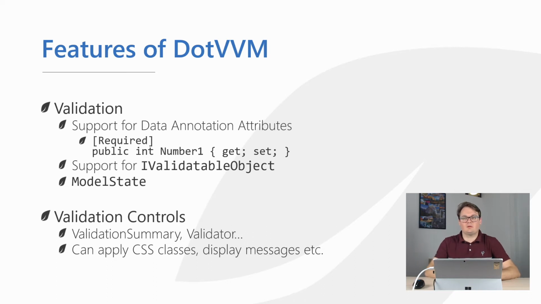We have also validation controls. There is the validation summary, which will list all your validation errors in one place. And we also have a validator control. We can also attach CSS classes to elements that are not valid. If you use Bootstrap, for example, there is a CSS class called has-error. And if you add this CSS class to some element, the contents of it will be displayed in a red color and they will be highlighted like they are invalid. So it's very easy to do this with DotVVM.